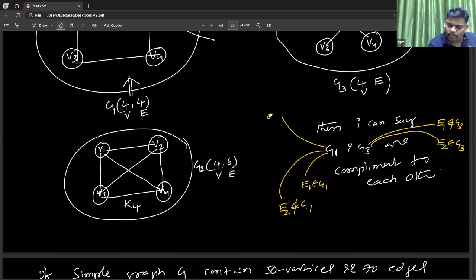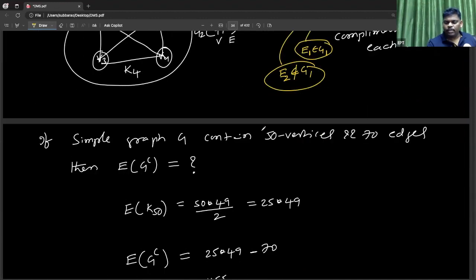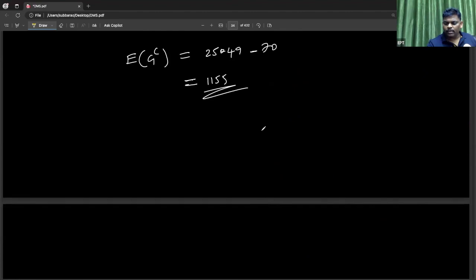Same number of vertices. Here also same. Edges are the only difference. Here the edge is not there, here it is reversed. Here the edge is there, here not. Fine, you know this very well, right? That is called complementation. Now I am moving further. Can I move to the next? You are okay with the complementation?